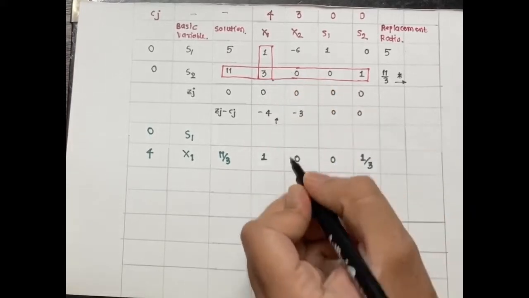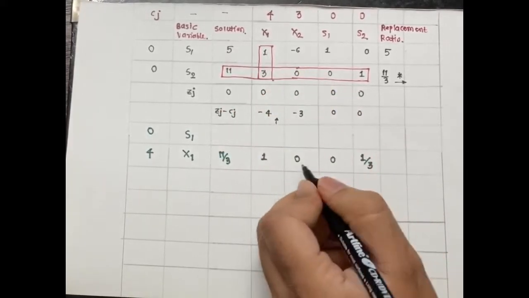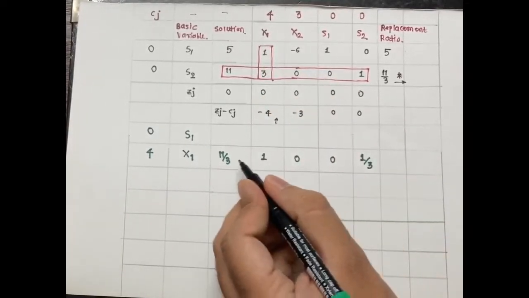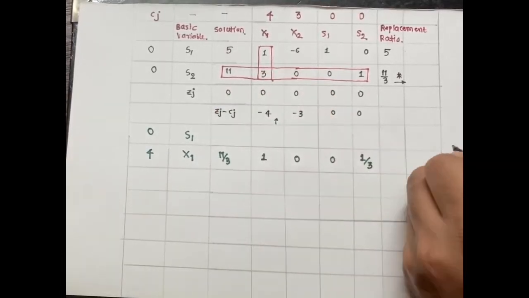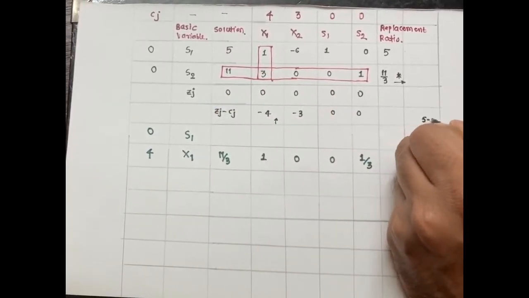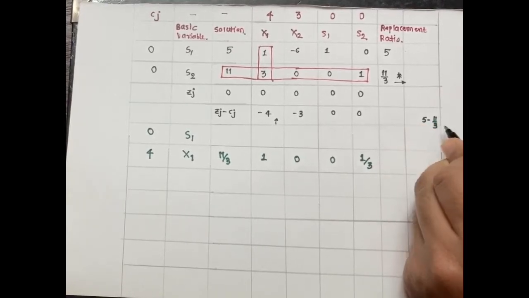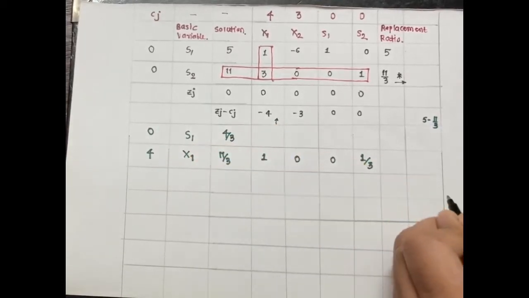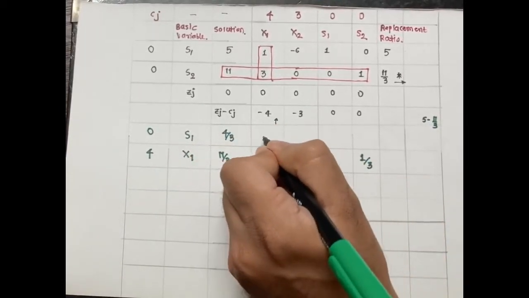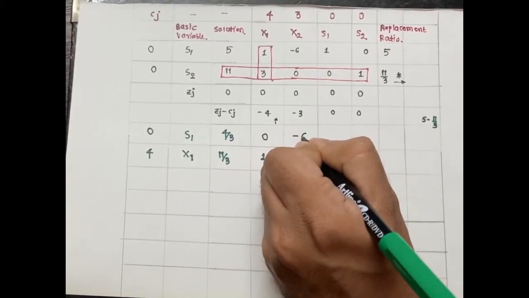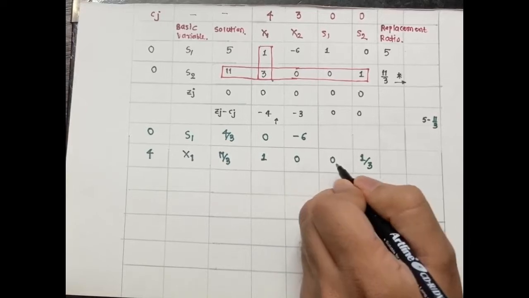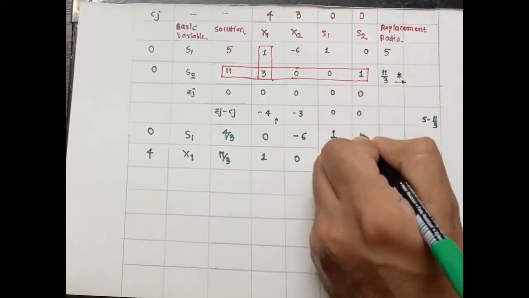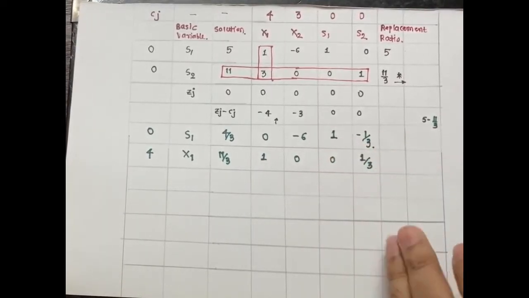Now I require to make a 0 here, and for that purpose I multiply this row by 1 and subtract it. Basically I have to directly subtract this. So 5 minus 11 by 3 is 15 minus 11, that is 4 by 3. Next, 1 minus 1 is 0, minus 6 minus 0 is minus 6, then 1 minus 0 is 1, and here 0 minus 1 by 3 gives minus 1 by 3.